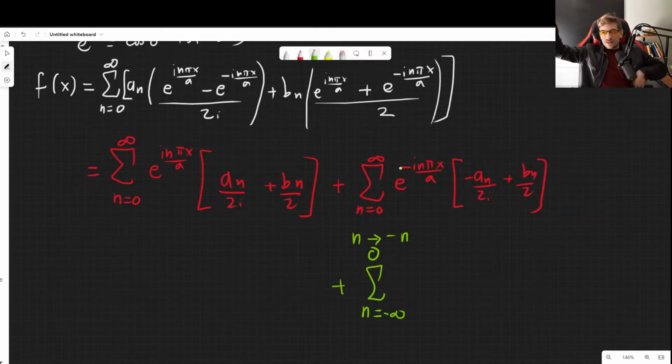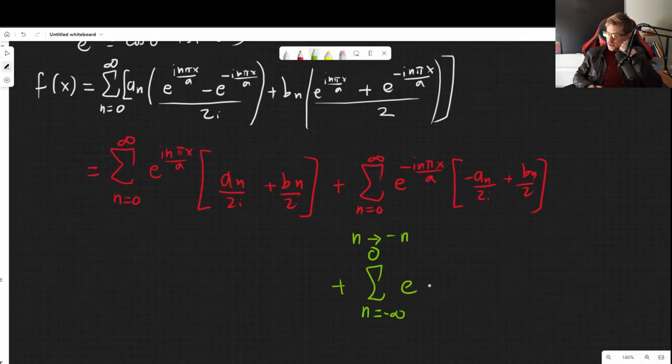Basically minus infinity. And we started off at e to the 0. So now we have the exact same thing, except that our limits are reversed, but the sum is the same. It doesn't matter if it's in the first position or in another position. The sum is the same. And now the exponential will be e to the i n pi x over a, right?